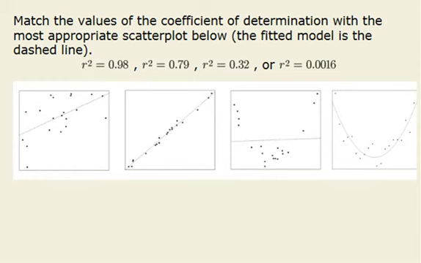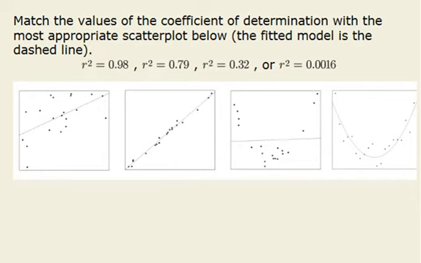In this one, we want to match the different pictures to the appropriate coefficient of determination. We have values of r squared as high as 0.98 and as low as 0.0016. So what the coefficient of determination measures is how well any sort of curve that you fit, whether it be a line or an actual curve, fits to your data. It does not just measure a linear fit like the correlation does.